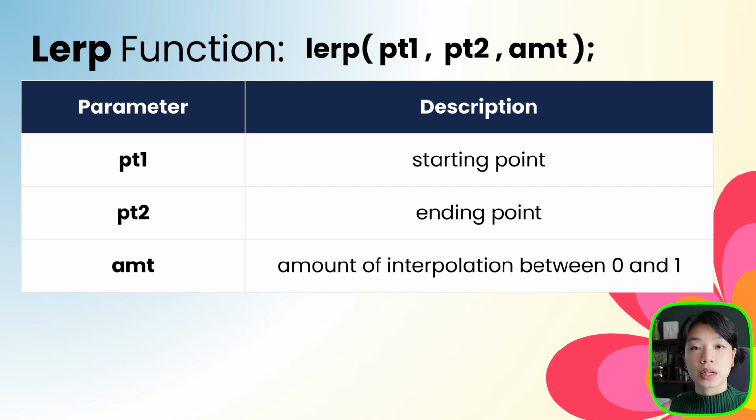There's a built-in function within p5.js called lerp that allows us to use linear interpolation easily, and lerp takes in a total of 3 arguments. The first 2 arguments are the two known values, and then the third one is the amount of interpolation, which ranges between 0 and 1. Let me quickly show you how the lerp function works.